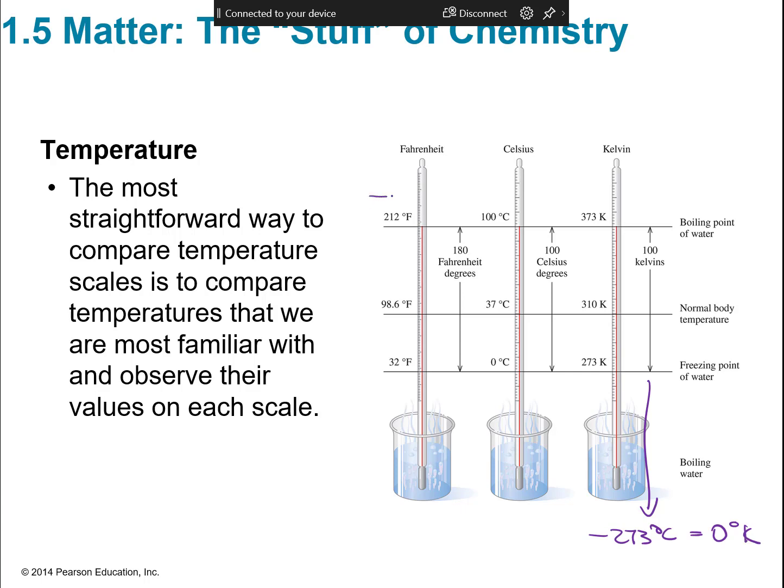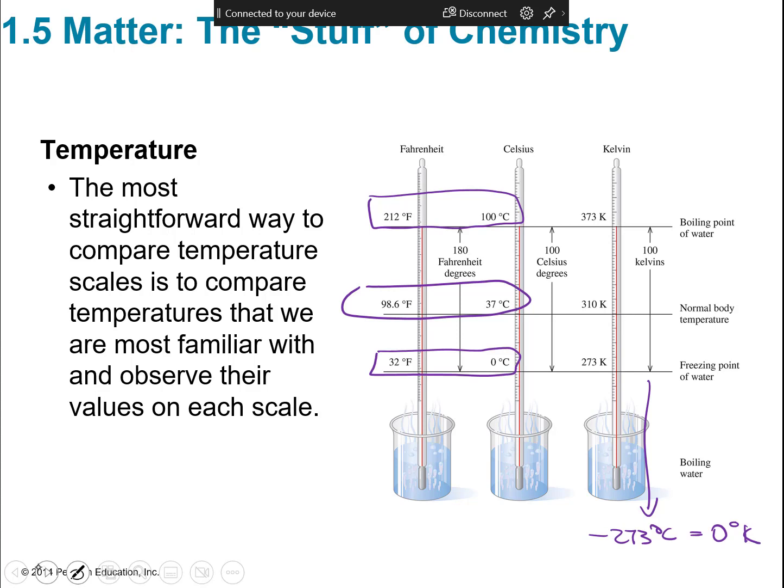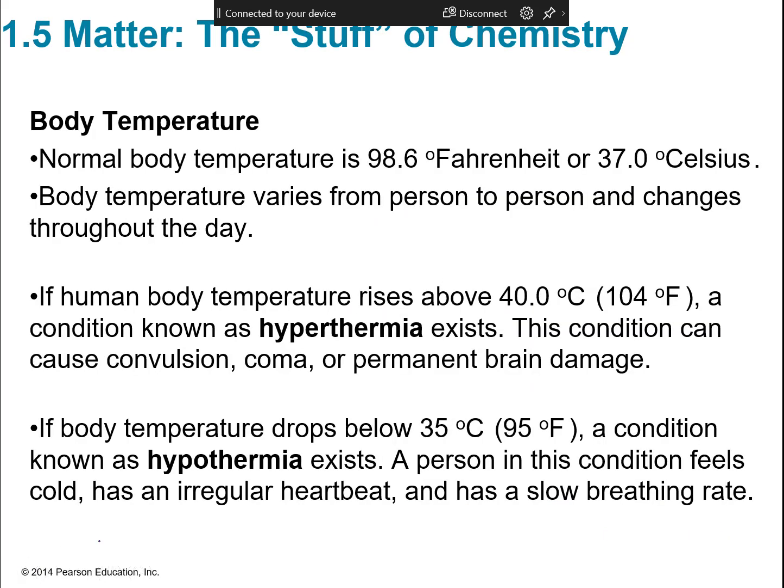But really, the big ones that you should know: Fahrenheit boiling point of water, 212, 100 degrees Celsius. Freezing point of water, 32 degrees Fahrenheit, 0 degrees Celsius. And you should know body temperature. So body temperature, 98.6 in Fahrenheit, 37 in Celsius. Celsius and Kelvin have the same scale, but Fahrenheit does not. Fahrenheit changes differently.